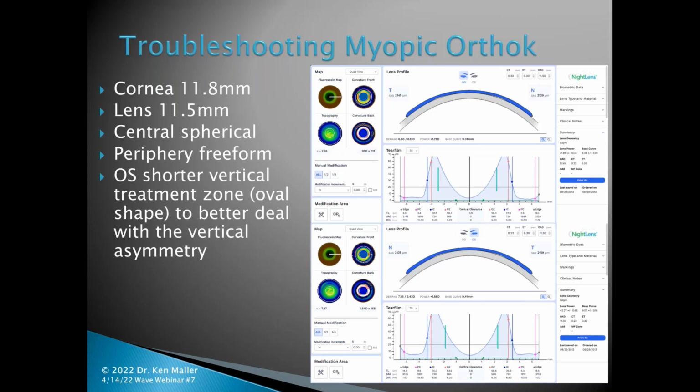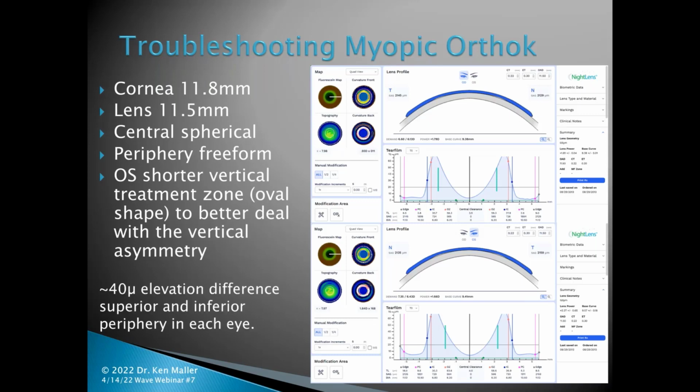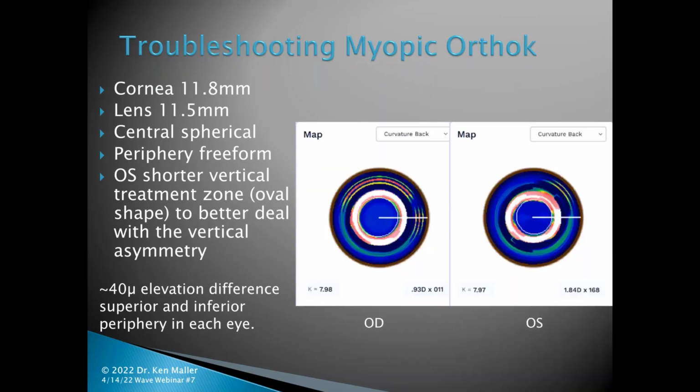Now, it's hard to see that on this screen, so what I went ahead and did to address that 40 micron elevation difference between the superior and inferior periphery on each eye is these are the back curvature maps of those respective lenses, with the right one on the left and the left one on the right. You can see on the left back curvature map that the treatment zone is a little vertically squished. That was so that I can get that to better align out in the periphery and deal with that asymmetric elevation difference. Once again, on the right one, I did keep it as a spherical treatment zone. I didn't feel it was as necessary on the right eye.